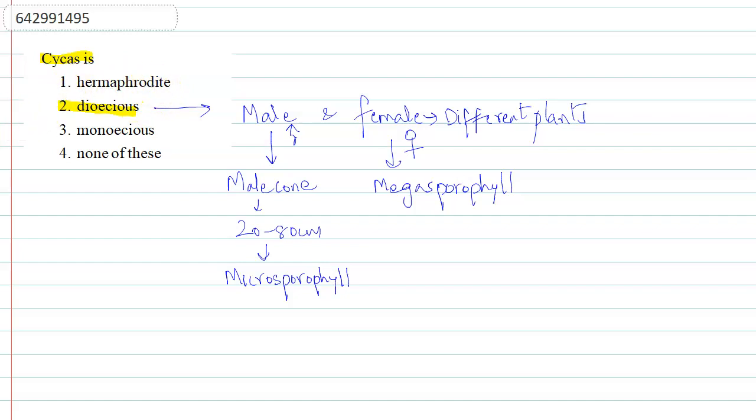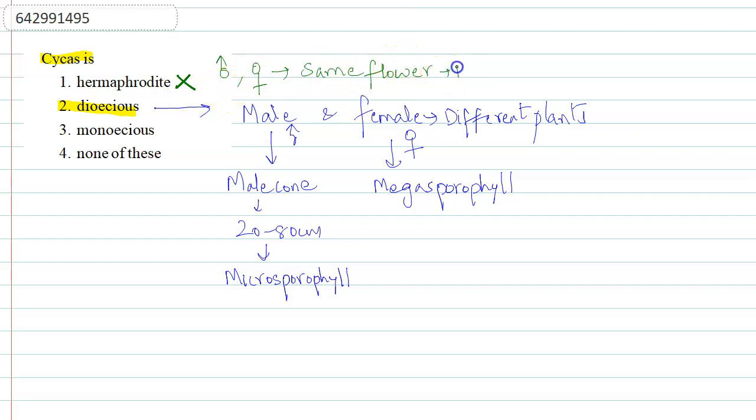Now let's see the other options. The first option mentioned is hermaphrodite. Cycas is not a hermaphrodite. Hermaphrodite means whenever the male and the female reproductive organs are on the same flower, then that plant is referred to as hermaphrodite.